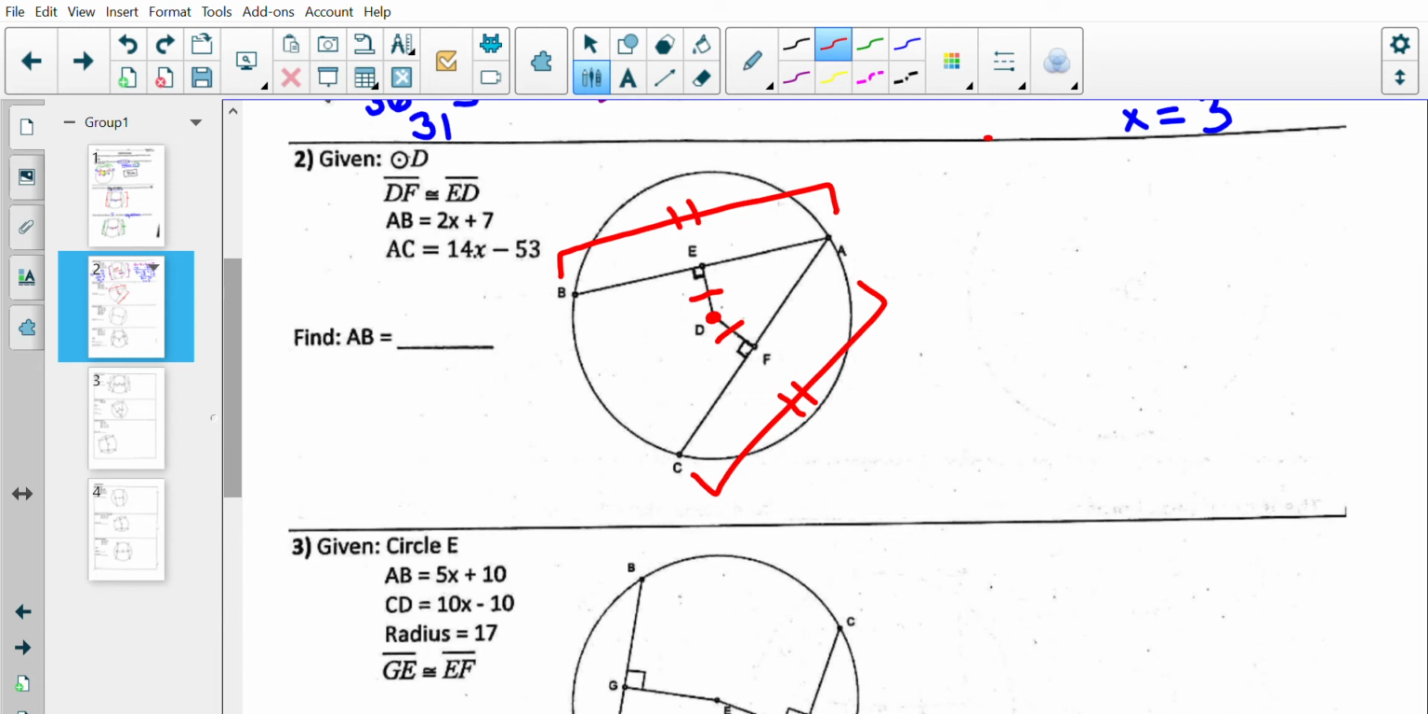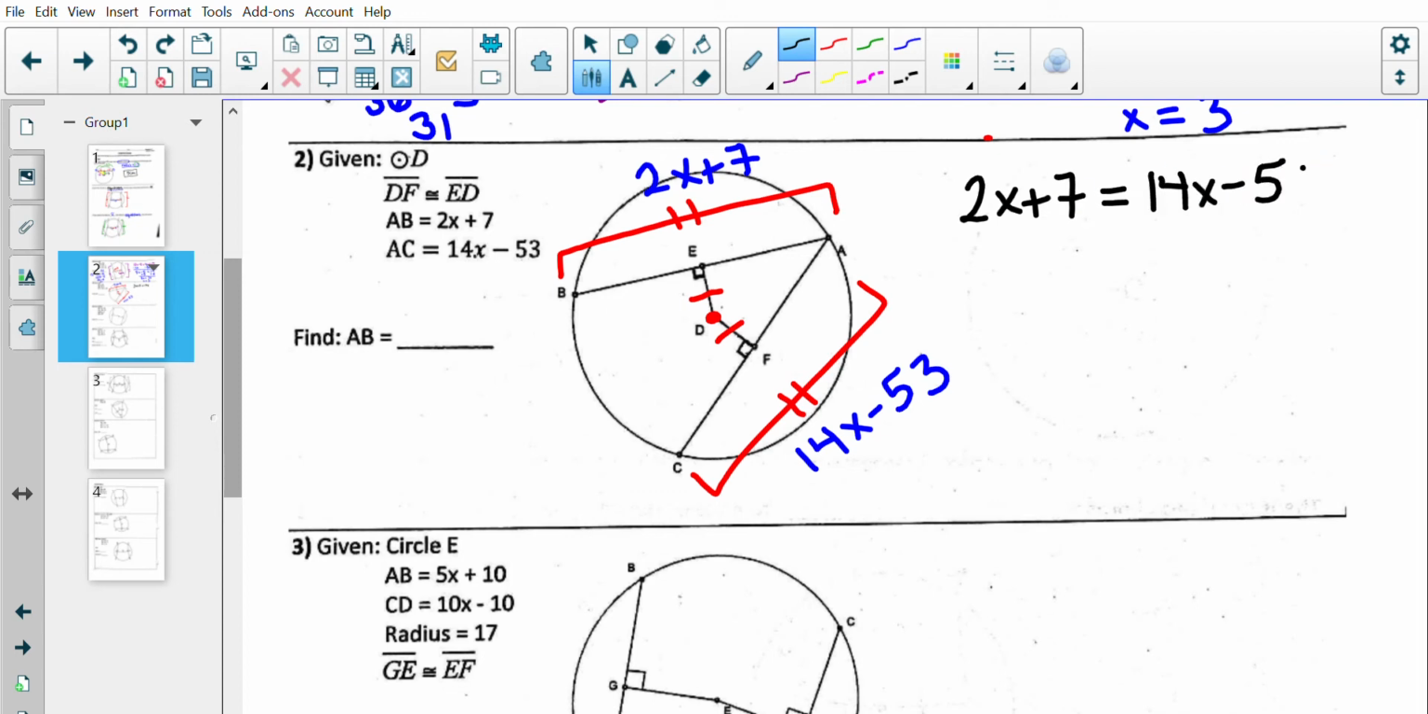Now, what else are we being told? We are being told that AB is 2x plus 7, and AC is 14x minus 53. We want to find AB. In order to find AB, we need to solve for x. Well, we know these two chords AB and CA are congruent, so I can set their expressions equal to each other. 2x plus 7 is equal to 14x minus 53.